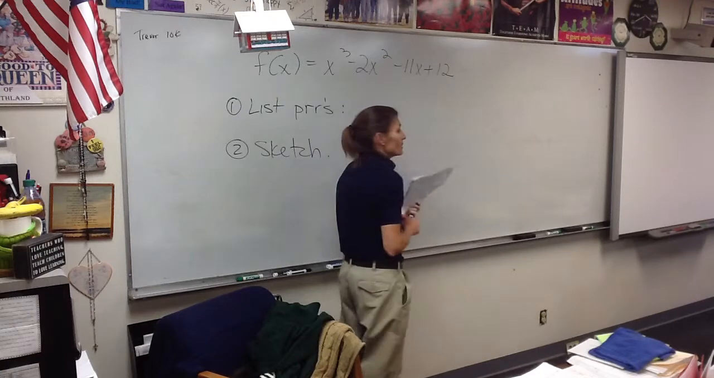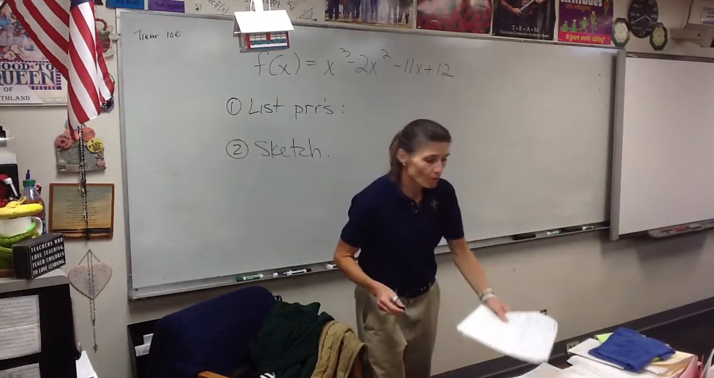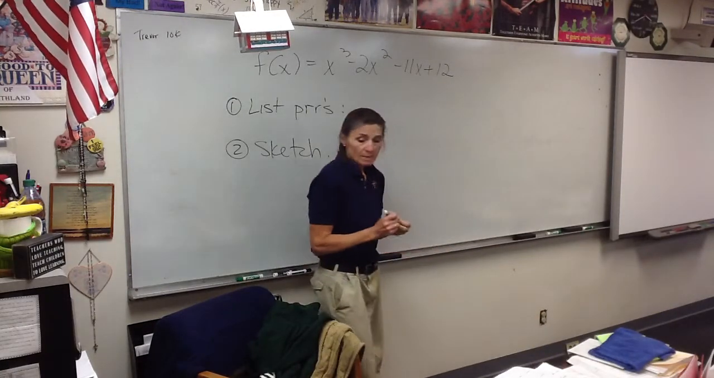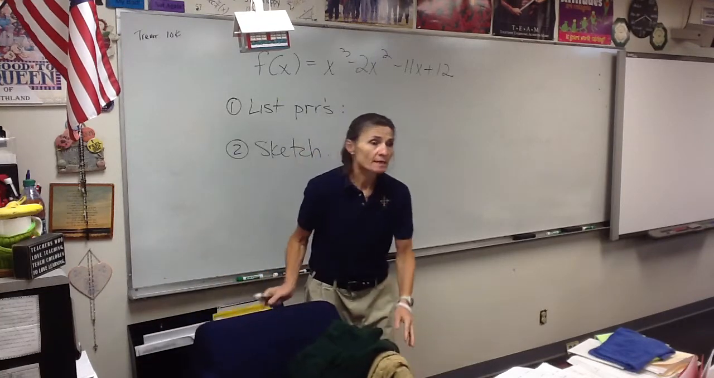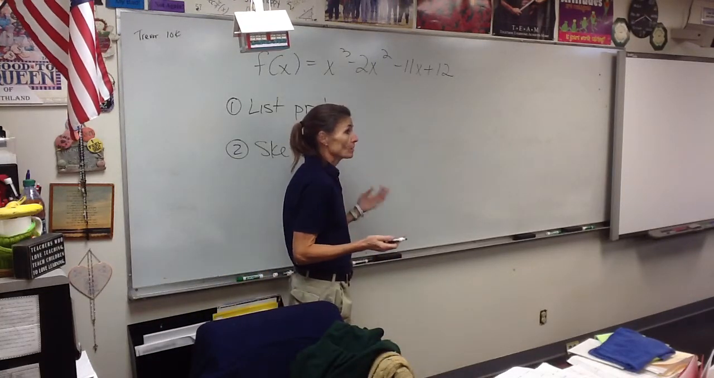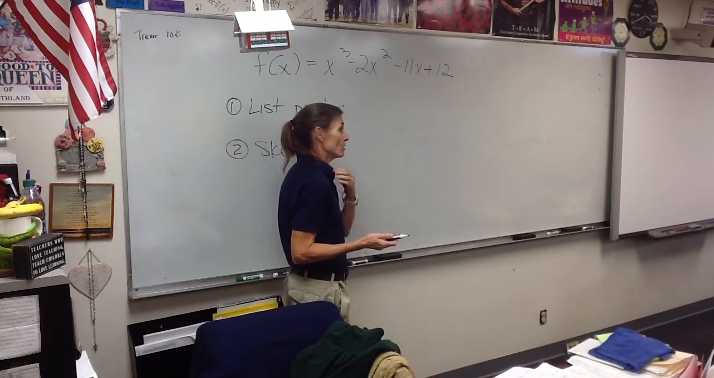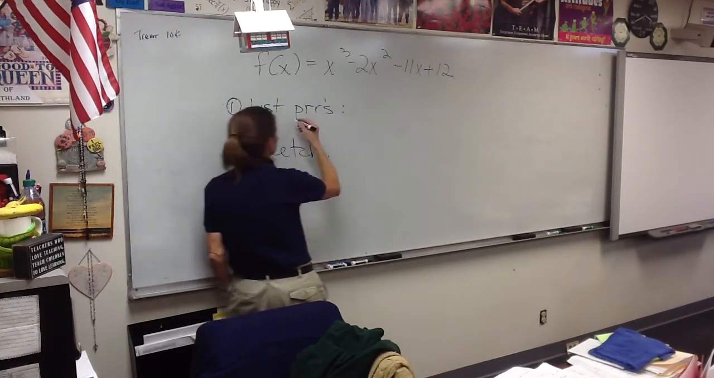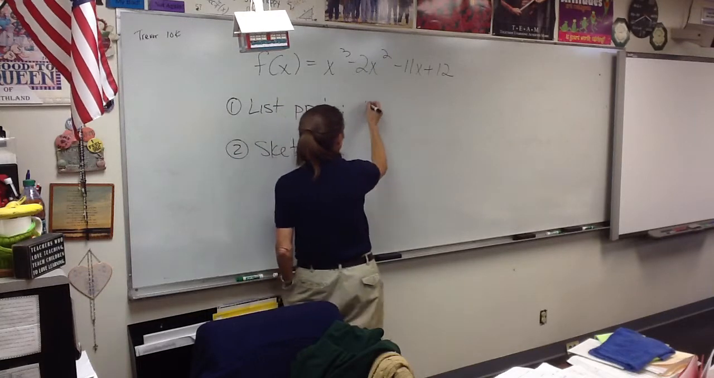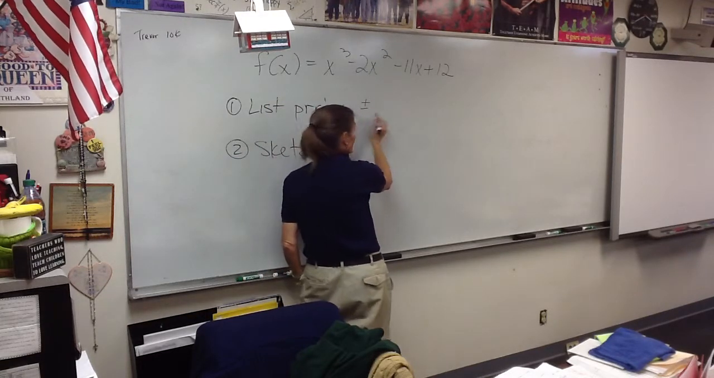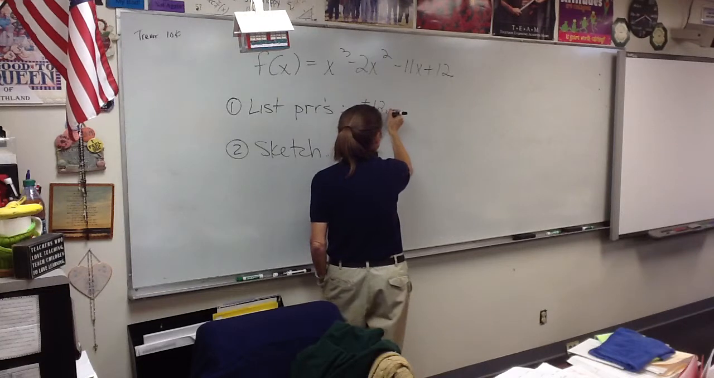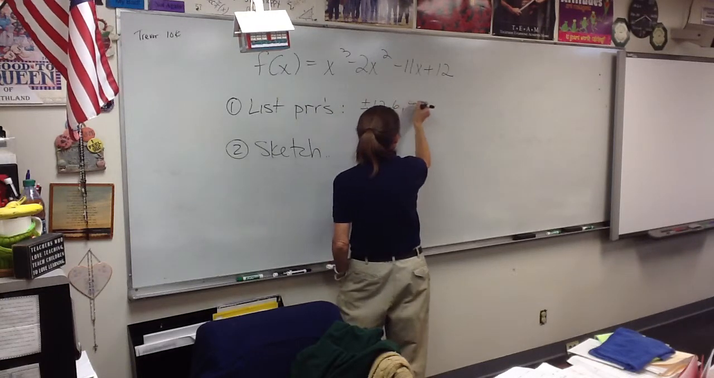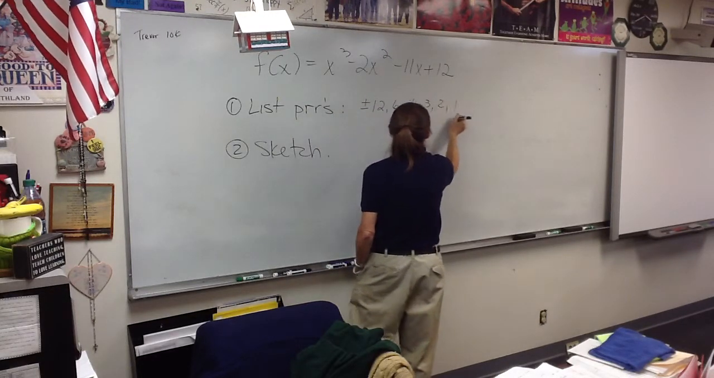Here we go. This problem was a lot harder than yesterday's, because yesterday I gave it to you in factored form. Today, you're on your own. You got to start from the very beginning. So the first thing I'm going to check is that you have a list of numbers here, plus or minus what? 12, 6, 4, 3, 2, and 1.